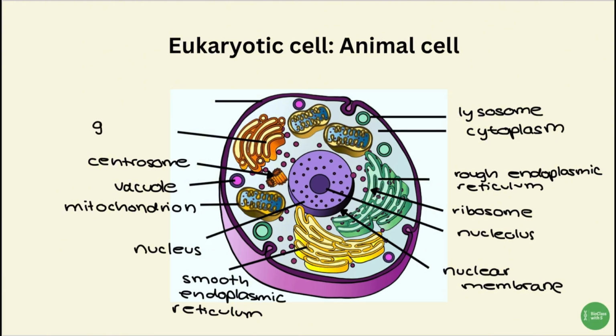This organelle is the Golgi body. And then the last arrow points to the cell membrane of the animal cell. Notice how animal cells do not have a cell wall.